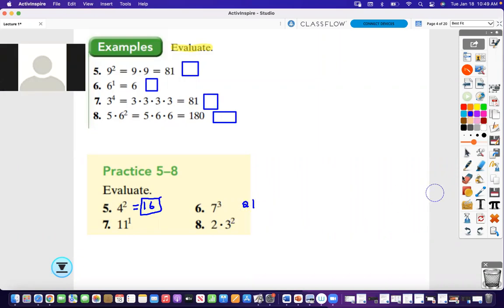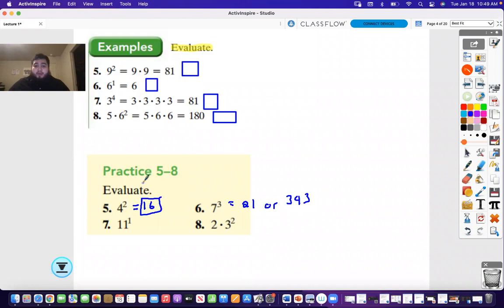343. Ah, we got a different answer. Class, which one do y'all agree or disagree with? I got 343. I got 343. Multiple people got 343. Let's talk about the difference. How do you think someone got 21? Can someone tell me how someone got 21?